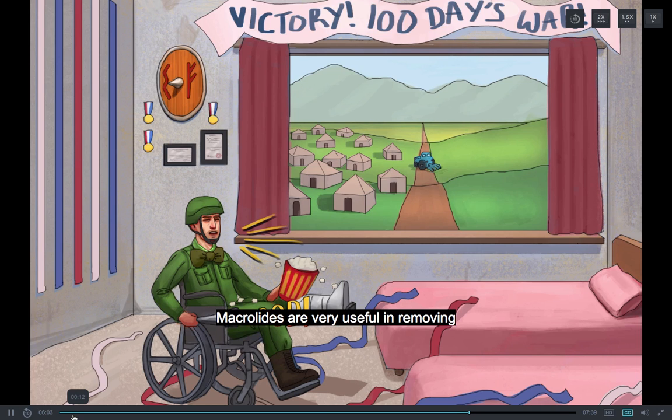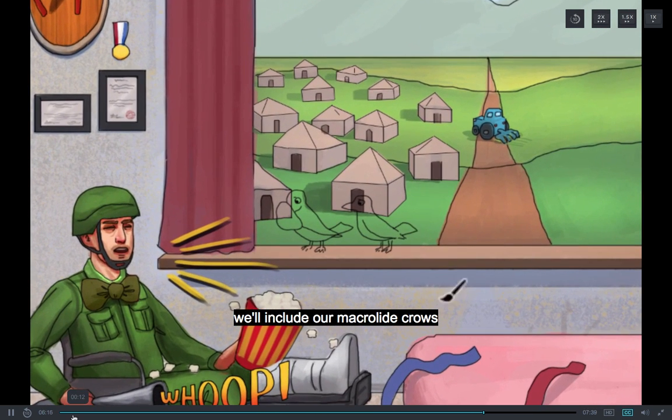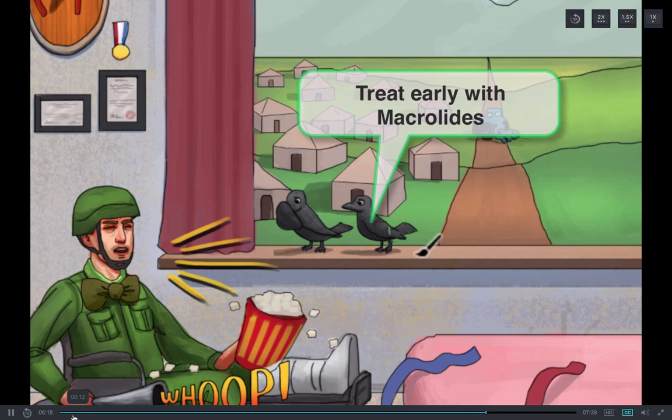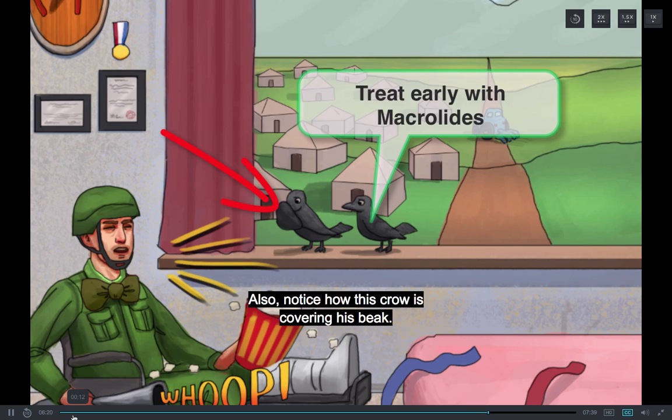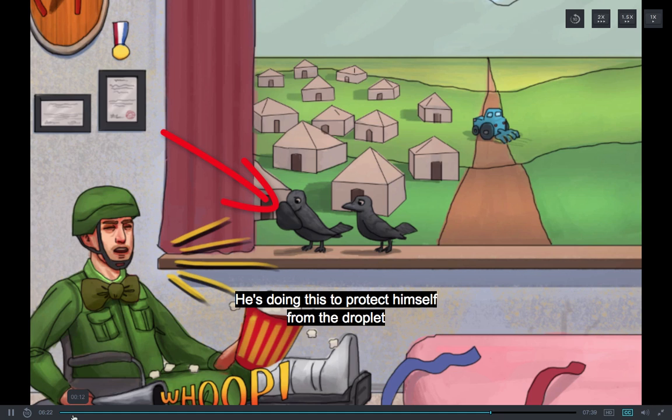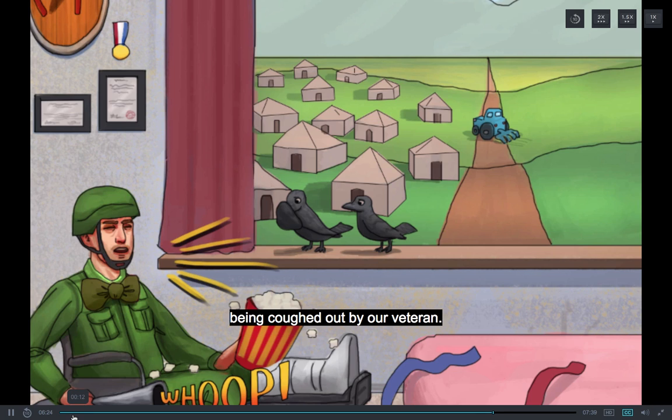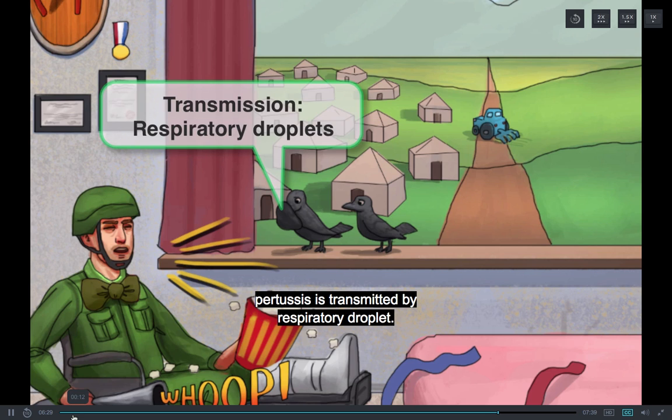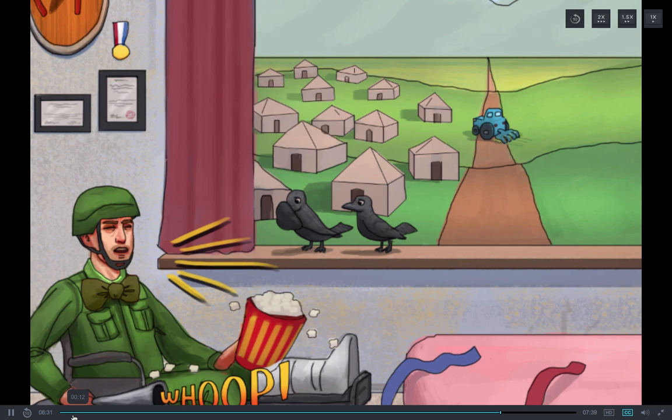Macrolides are very useful in removing Bordetella from the respiratory tract, but they're not really all that effective in symptom improvement if the toxin's already circulating throughout the body. So it's important to start treatment early. To remember macrolides, we'll include our macrolide crows perched here on the window. Also, notice how this crow is covering his beak. He's doing this to protect himself from the droplets being coughed out by our veteran. This is just a little something we added to signify that pertussis is transmitted by respiratory droplets.